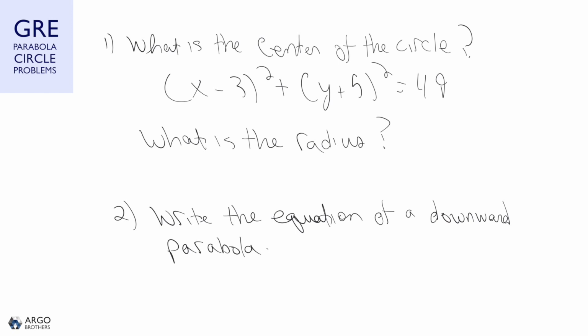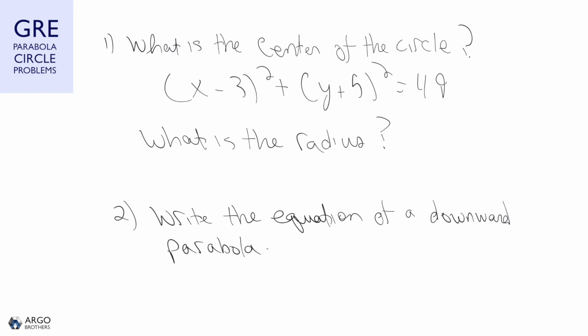Okay, so first one, what is the center of this circle below? And what is the radius? So the circle is (x minus 3) squared plus (y plus 5) squared equals 49. Number 2, write the equation of a downward parabola. So any downward parabola. So why don't you take a few minutes, pause the video, and try these problems.